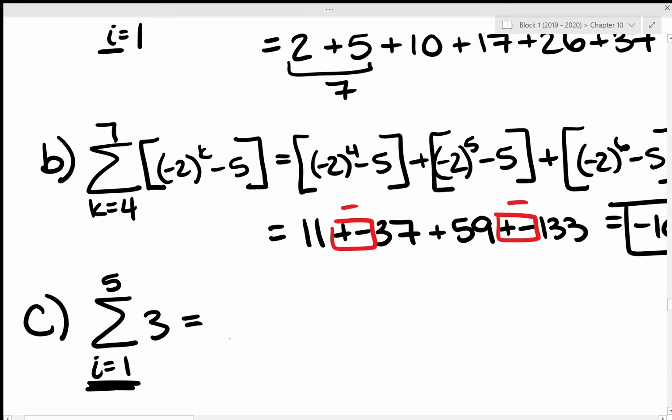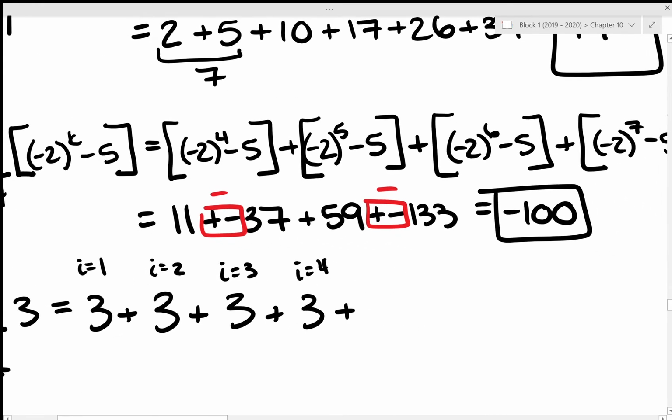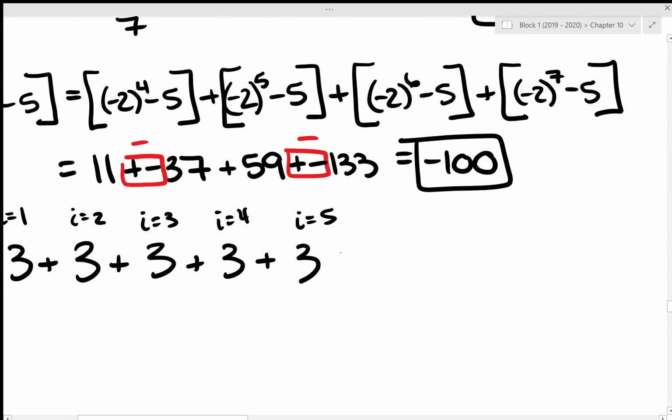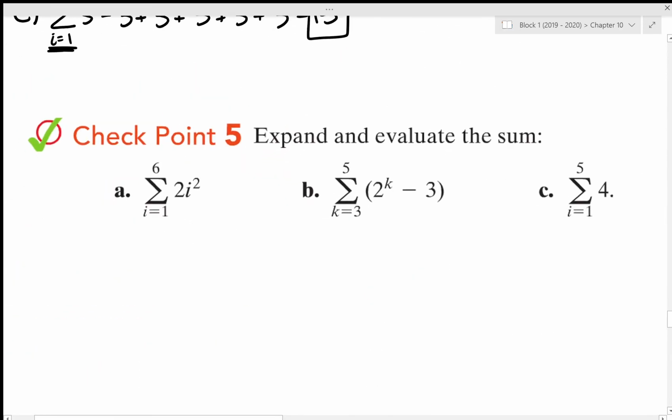So for an i of 1, I get 3. An i of 2, I still get 3, because there's nowhere for me to plug anything in. An i of 3 is 3. An i of 4 is 3. And an i of 5, my last one, is 3. So it's 3 plus 3 plus 3 plus 3 plus 3, so I get 15. Those constant ones, it's just constantly that because there's nowhere for you to plug the i in. I want you to pause, try out these 3 on your own, and we should be good.